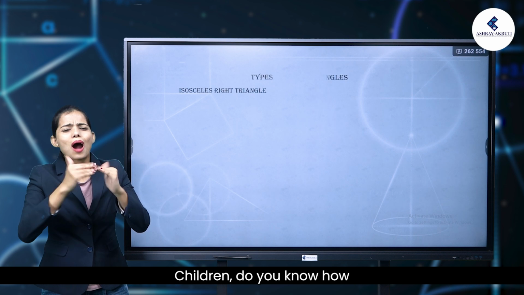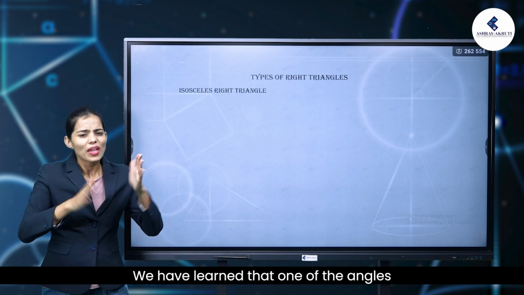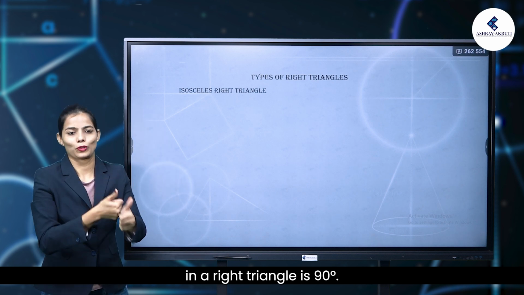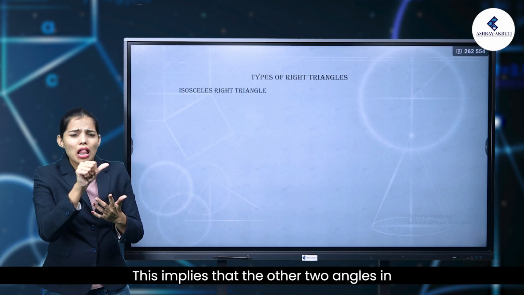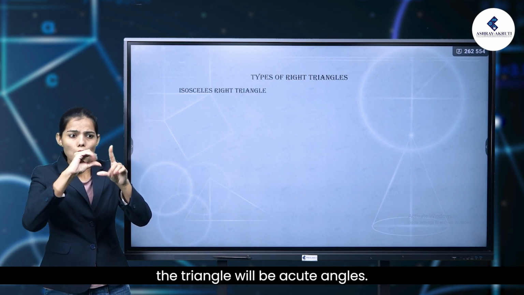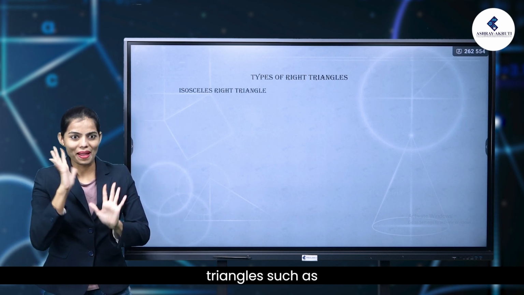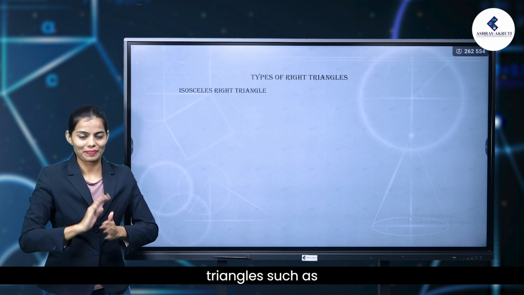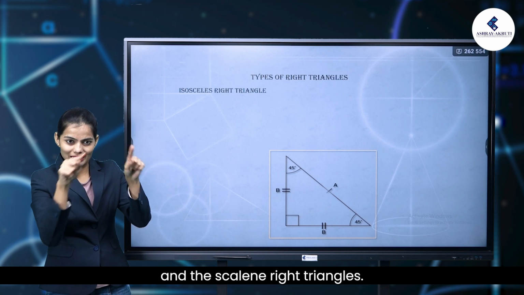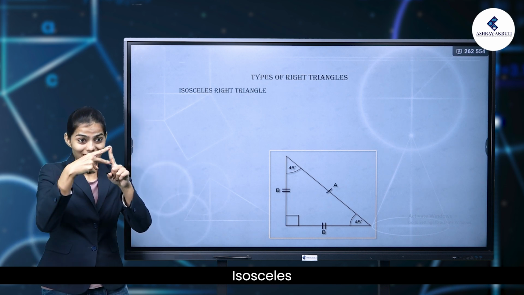Children, do you know how many types of right triangles there are? We have learned that one of the angles in a right triangle is 90 degrees. This implies that the other two angles in the triangle will be acute angles. There are a few special right triangles such as the isosceles right triangles and the scalene right triangles.